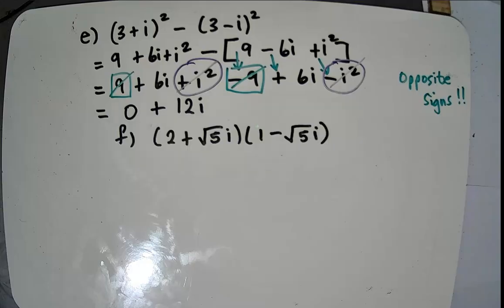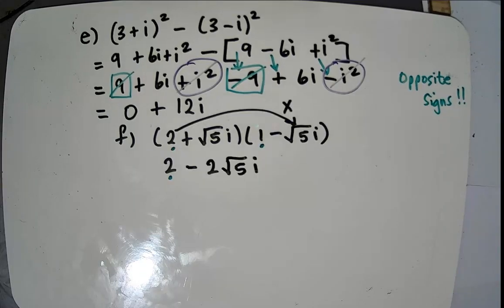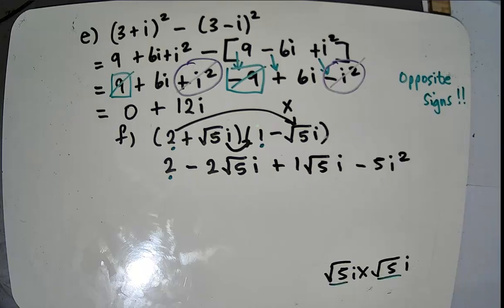F's example, using the FOIL method, 2 times 1 is 2. 2 times minus root 5i will give us minus 2 root 5i. Practically, we are pushing it together. Then for the middle one, we have 1 times root 5i, which will give us plus 1 root 5i. Then the last step is the last terms, which will be minus root 5i times root 5i. A negative times a positive is a negative, so we'll get minus 5i squared.